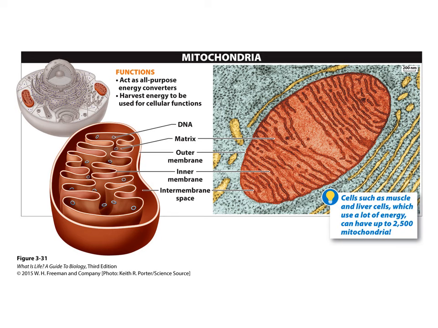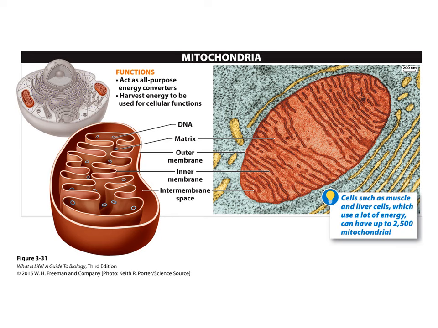These are energy converters, so they're going to be abundant in cells whose job it is to use a lot of energy. So the muscle cells, liver cells, they can have a lot of these, up to 2,500 in a single cell.